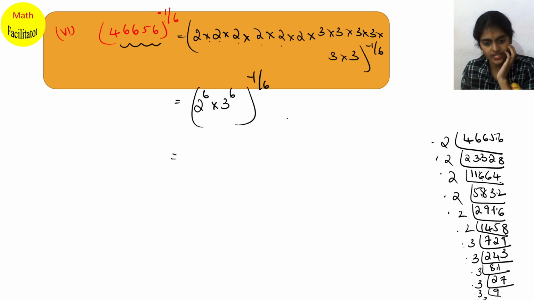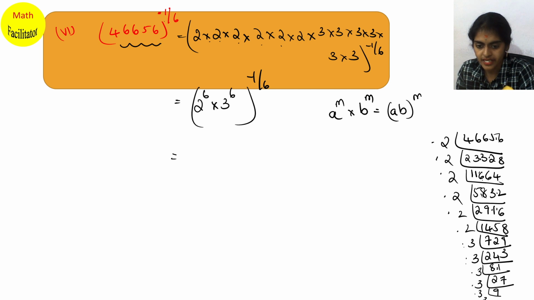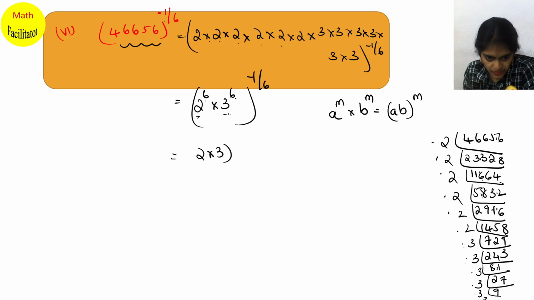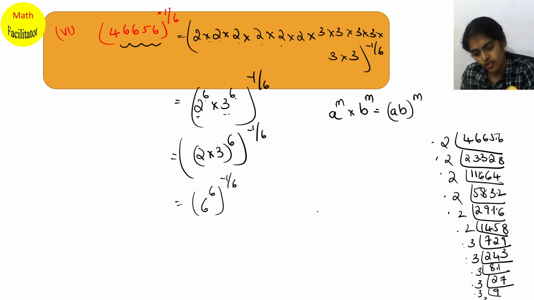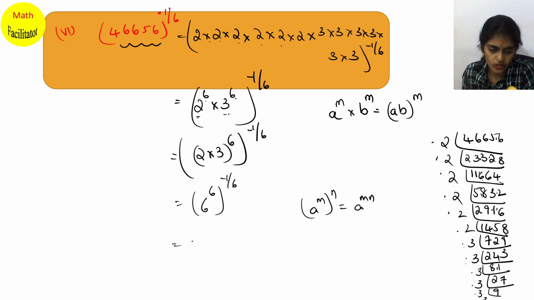So that is equal to, see here, a power m into b power m is nothing but ab whole power m. Here power is same, power is 6. Bases are different, a and b. So you can write as 2 into 3 whole power 6, whole power minus 1 by 6. That is equal to 6 power 6, whole power minus 1 by 6. Now the same formula, a power m whole power n is equal to a power mn. So you write 6 power 6 into minus 1 by 6. 6 and 6 cancel, you have 6 power minus 1.